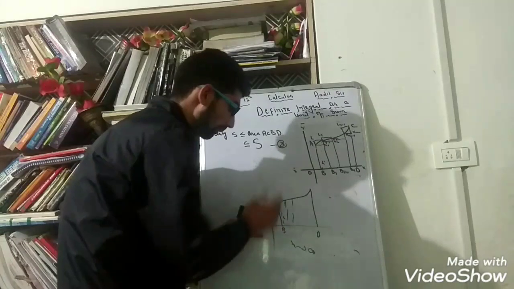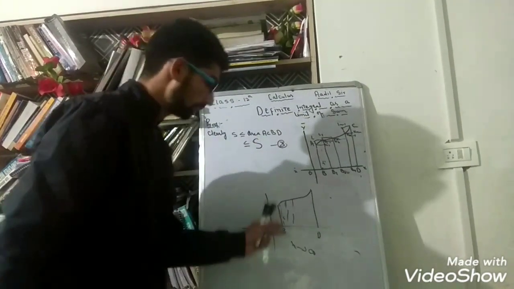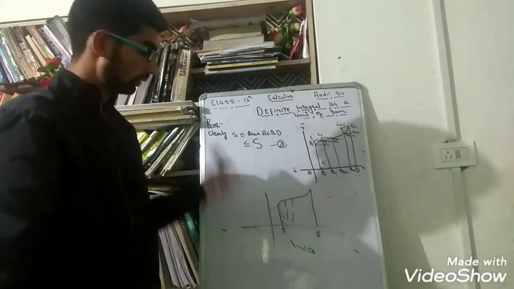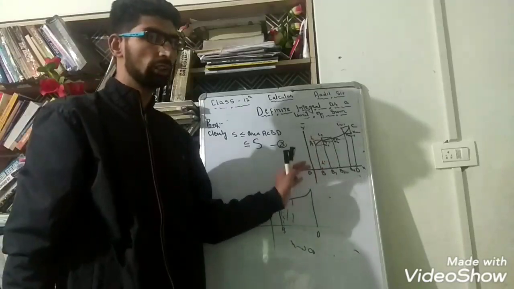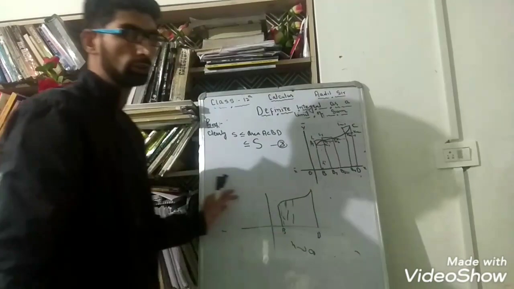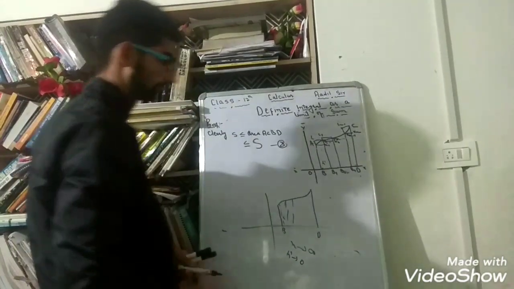But when I take more parts of this BD, I divide it into more parts, or into parts that are tending to infinity, then definitely this h will shrink and it will approach 0. So it will approach 0.